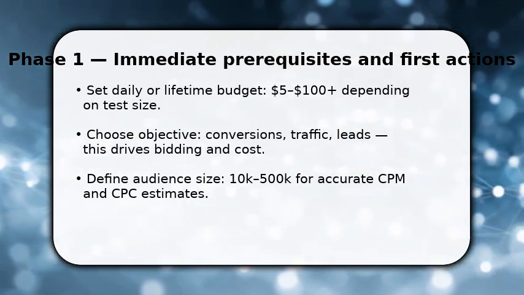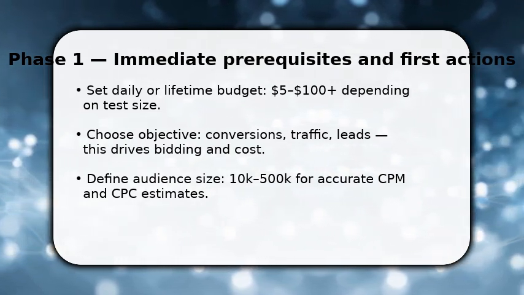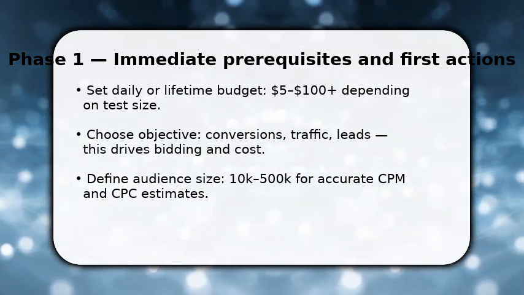Finally, size your audience to a workable range. Too small inflates CPM, too broad dilutes relevance. Make these first moves, and you'll start getting realistic cost signals.